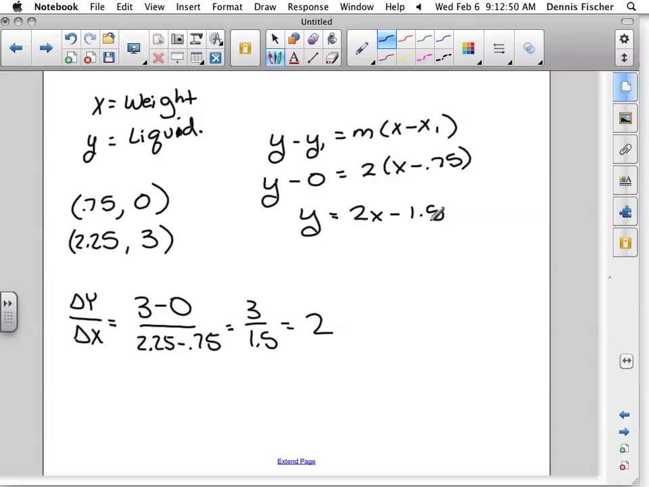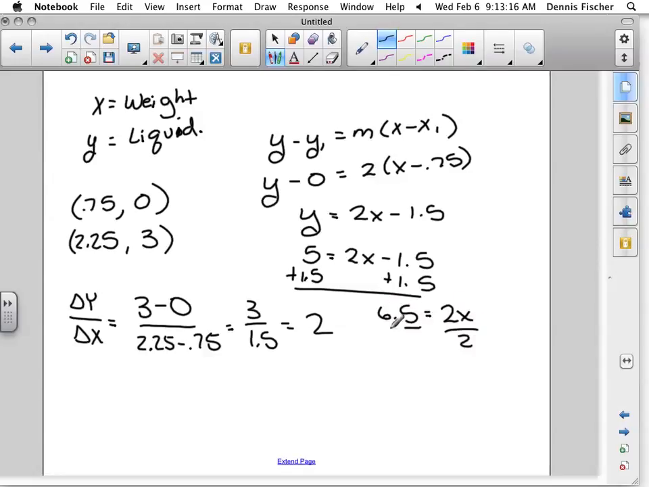Now, if I look at my equation, it says predict the weight of the jug when 5 cups of water is inside. So which one's 5? Y. So I'm going to put 5 in for y. I'm going to add 1.5 to both sides. I'm going to get 6.5 is equal to 2x. Divide by 2: 3.25. So the amount of weight, 3.25 pounds.